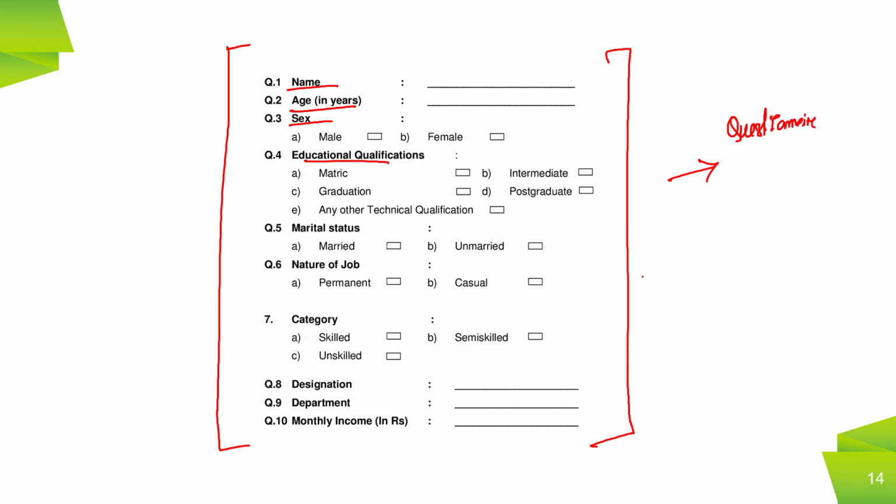Then it is called questionnaire. Now if you go personally and ask the question, they will give you the answer, then it is called schedule, right? The appearance of questionnaire and schedule are the same, they look the same. The only difference is questionnaire is filled in by the respondent, schedule is filled in by the enumerator, right?